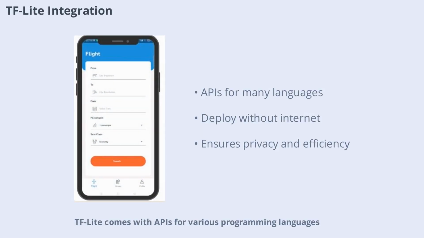TF Lite comes with APIs for various programming languages, making it easy to integrate machine learning into mobile and IoT applications. After exporting your model, you can deploy it on devices without needing an internet connection, ensuring privacy and efficiency. This flexibility is why TF Lite is popular for mobile machine learning.